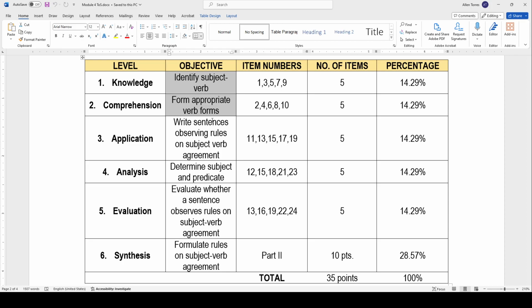Okay? So, not strictly na meron kang iisa at iisang level lamang ng objective dito sa second column. Pwede ka magkaroon ng dalawang learning competency under comprehension. Pwede ka magkaroon ng tatlong learning competency under comprehension. Ang medyo mahirap dito ay ang tamang classification ng objective. Paano mo ba masasabi na ang forming appropriate verb forms ay talagang sa comprehension?